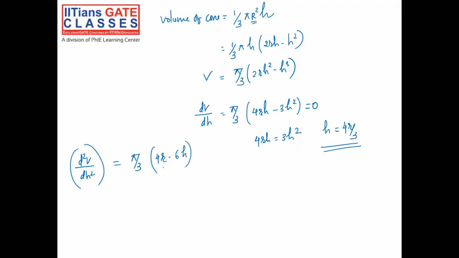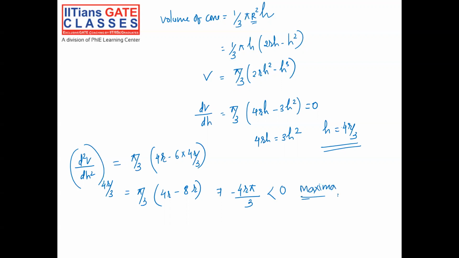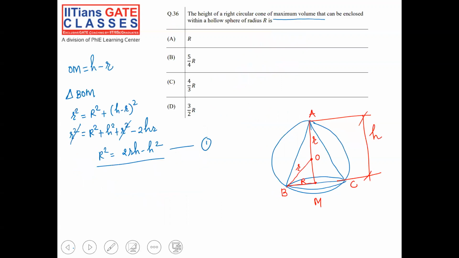Okay, and now if you put the value of h as 4r by 3, so it is 6 into h is 4r by 3. Ultimately, we'll end up with 4r minus 8r. Okay, so we'll get a negative answer, which is minus 4r pi by 3, which is less than 0. Hence, it is a maxima. Okay, so we can now conclude that 4r by 3 is the correct answer in this case.